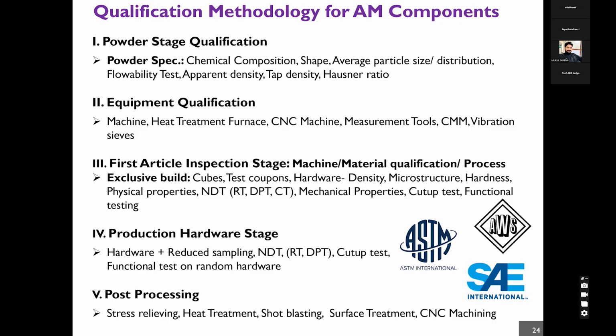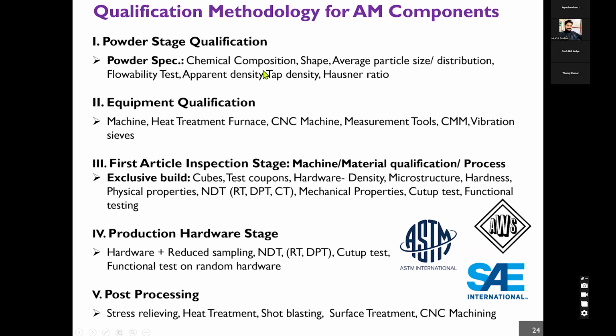So when we talk about qualification, we need to look at the qualification right from the raw material stage. The raw material I have taken here as an example is powder. So we need to look at what are the powder stage qualification activities that we need to do. Coming to the powders, we need to look at the chemical composition and the shape of the powder. Mostly for additive manufacturing, we use spherical shape powders. And also we need to look at the average particle size and distribution. We need to look at the flowability of the powders. When we talk about the process, we'll know the importance of this.